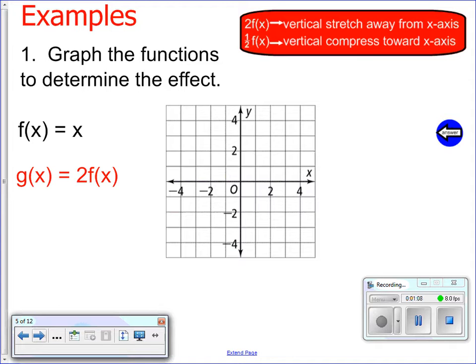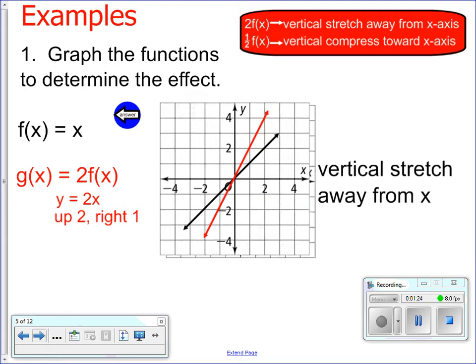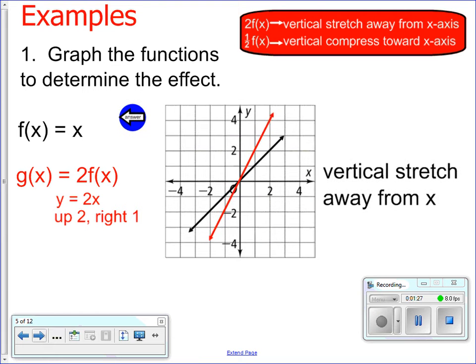Well, the first one, f of x equals x, that's our parent graph, and that's the one going through 0, 0. Our g of x, which means 2 times f of x, if it helps, just think about that being y equals 2x. And you know how to graph that. We just go up 2, starting from 0, 0, and right 1. So you can see the black line is our parent graph, and the red one is that transformation. And see how the red one is moving away from the x. It's going toward the y, it's moving away from the x.